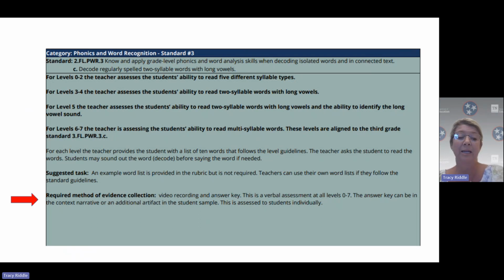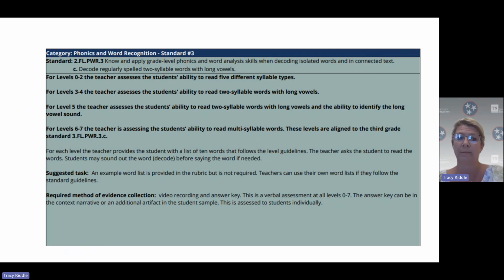The answer key can be included in your context narrative, or it can be uploaded as an additional artifact in the student sample. This is assessed to students individually. When making your video, be sure to show the child and make sure it's clear that we can hear the students reading the words.